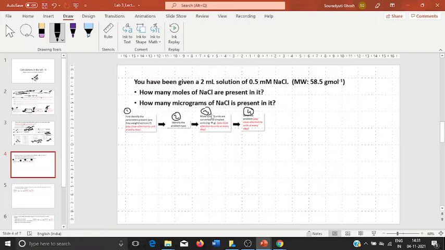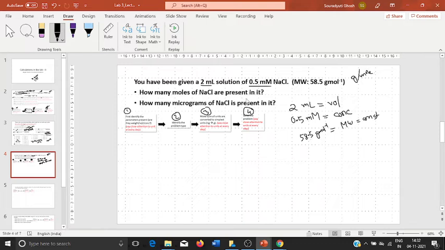So let's identify the parameters here. First thing, 2 ml is a volume. If you go back to our table, you would identify that this is a volume. The second thing given is the 0.5 molar. Molar and all its derivatives are concentration. That's everything that is provided. The molecular weight is a constant and it is provided as 58.5 gram mole inverse. You could have also written it as gram per mole, which would have been identical.